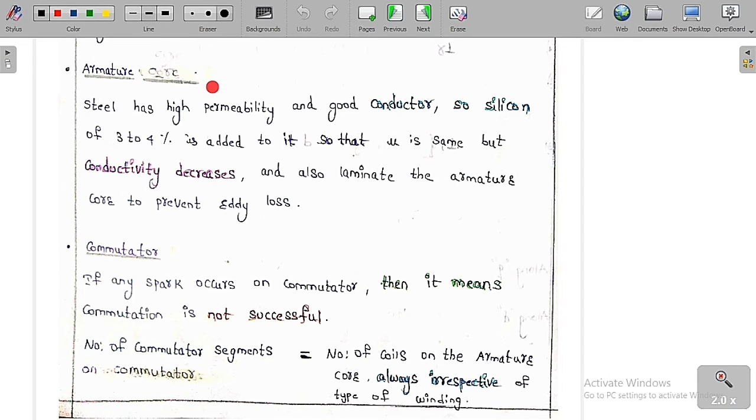Now the armature core. As I already told, in a DC machine the armature core means the middle part. Here, steel has high permeability and is a good conductor.